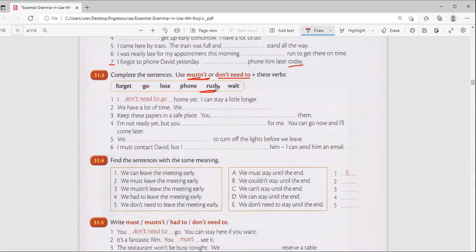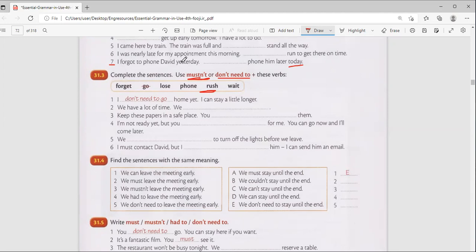Keep these papers. Maybe they are very good documents. Keep these papers in a safe place. You must not... You mustn't. You mustn't do them. You mustn't what? Take one verb from the box. Yeah. You mustn't lose them. Yes, you must not lose them.